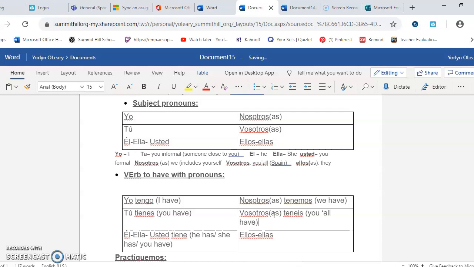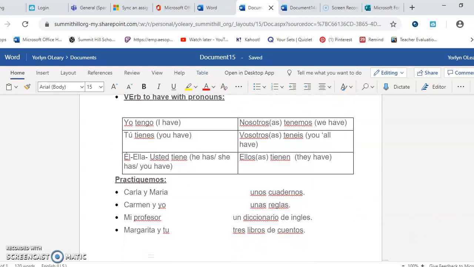And then we're moving forward with the ellos and ustedes, and this means we're going to use the verbo to have, which is ellos tienen. I'm going to take away this ellas, and I'm going to put it right in here as the form of this, like this. Ellos or ellas tienen, with an N at the end, and that means they have. Okay, and then we're going to practice. This is a practice, and it's similar to the assignment that you guys are going to do today.